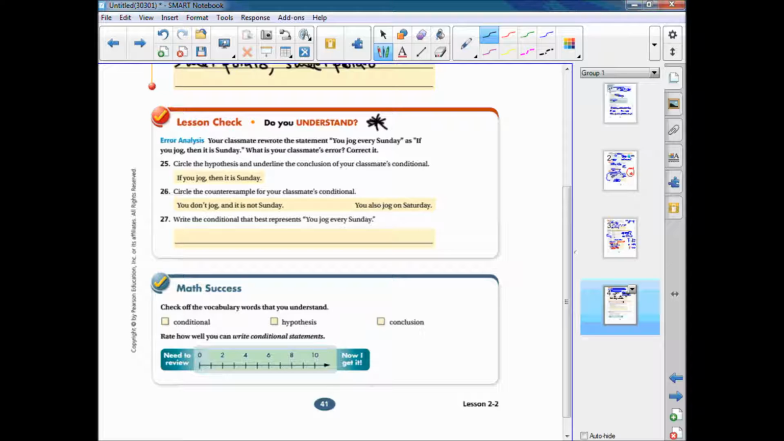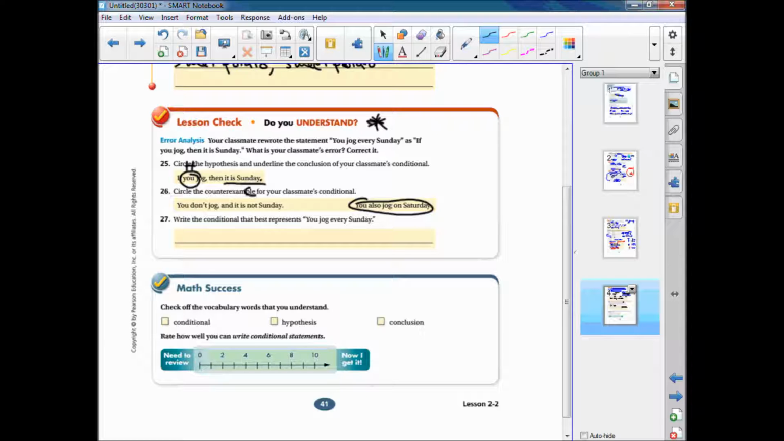Circle the hypothesis and underline the conclusion of your classmate's conditional. So this was the classmate's hypothesis, and underline this, the conclusion. Circle the counterexample for your classmate's conditional. Which one of these would make our hypothesis true and the conclusion false? You jog on Saturday. You're jogging, and it's not Sunday. So this is our counterexample.